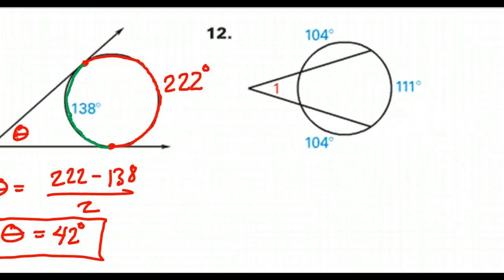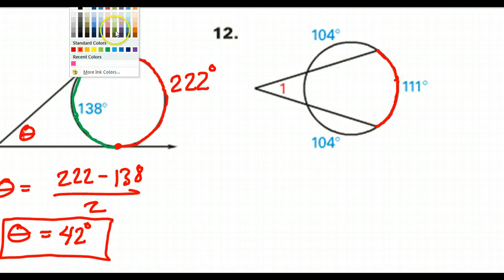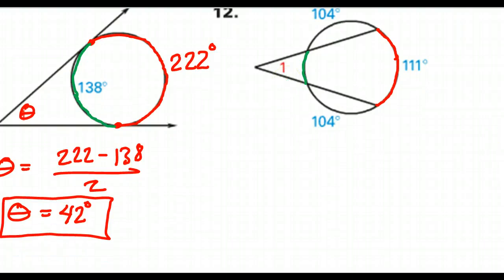All right, number 12. Same type of thing. The angle is outside the circle, so I'm still doing the arc minus arc thing. The two arcs that I need are this arc right here and this arc right here. I have the red arc, I need the green arc. I have everything else, so I can just subtract all of these from 360 and find the green arc.